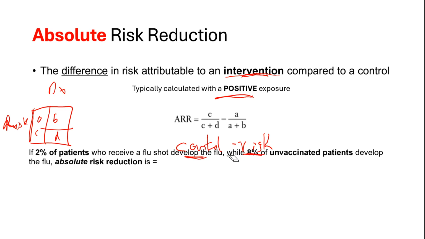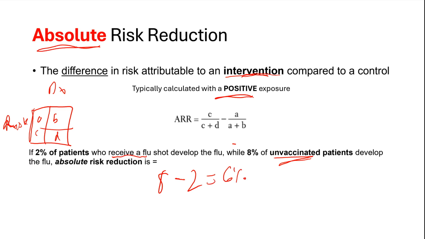So let's do a quick question here. If 2% of patients who receive a flu shot develop the flu, while 8% of unvaccinated patients develop the flu, what's the absolute risk reduction? So 2% of patients receive the exposure, okay? 8% of unvaccinated patients develop the flu, so these people did not receive the exposure. Remember, this is control, the people who did not receive the exposure, so that's going to be 8% first, minus the people who did, minus 2%. That comes out to 6%.